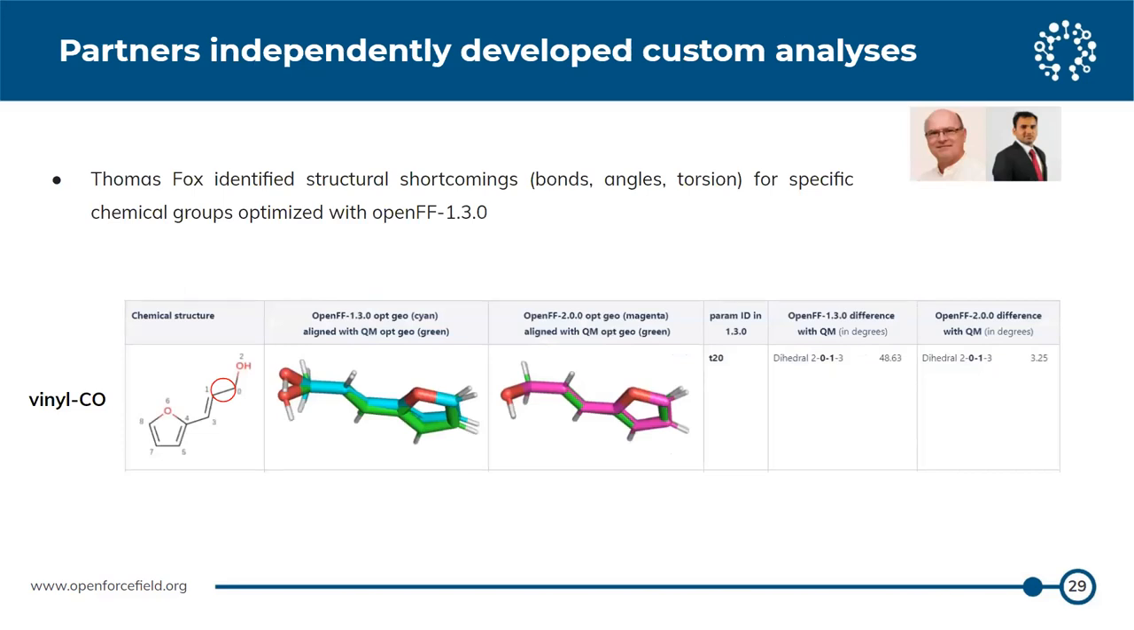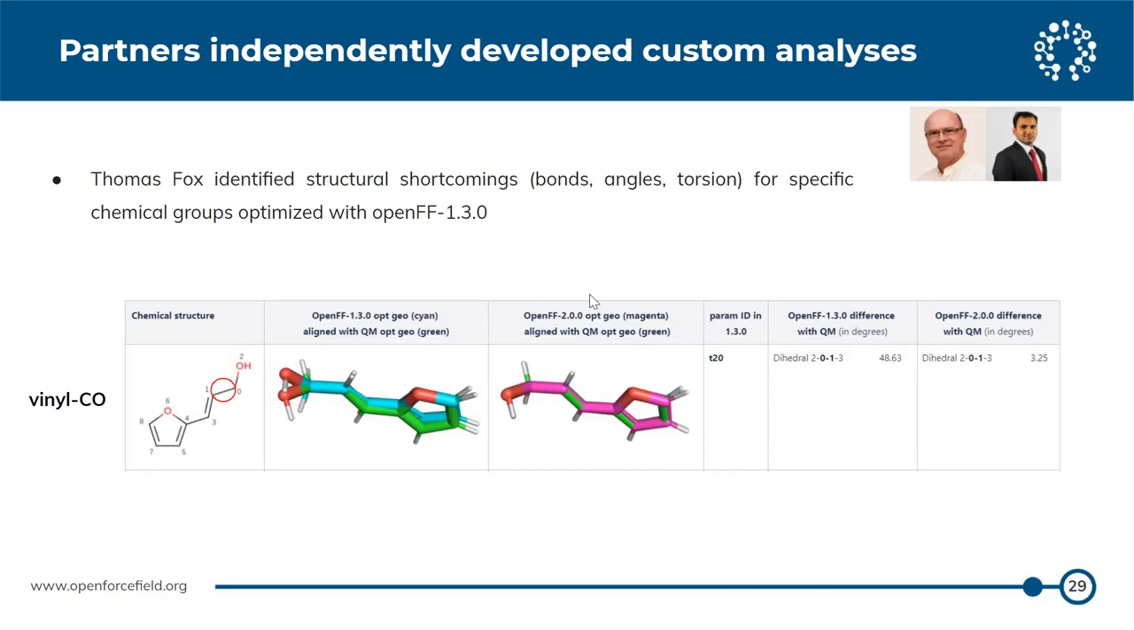That's not all from the community, because we also see partners independently developing their own custom analysis of the result of the geometry optimization. I'm here referring to Thomas Fox, who was able to identify structural shortcomings in bonds, angles, and torsions for specific chemical groups that were optimized with OpenFF 1.3. Here I'm showing just some of the torsional issues that he identified.